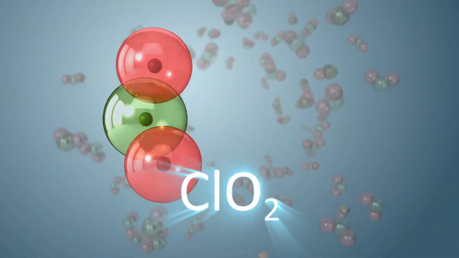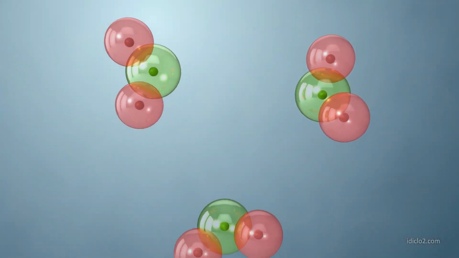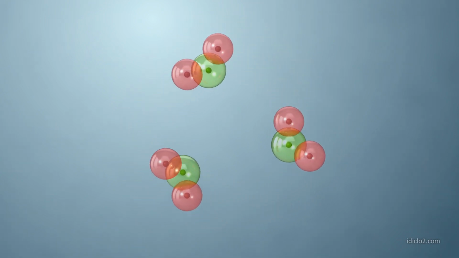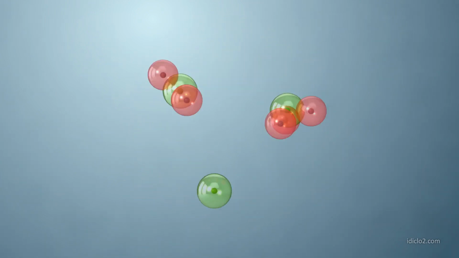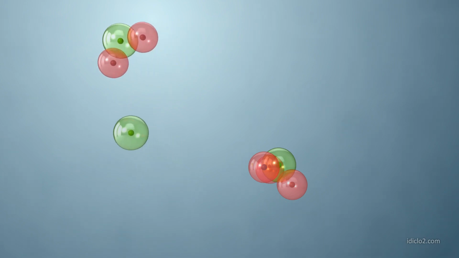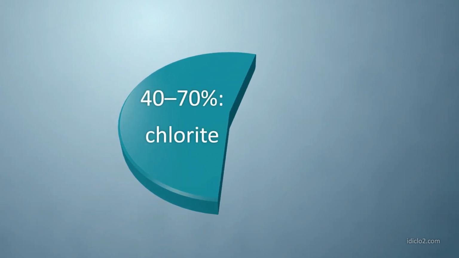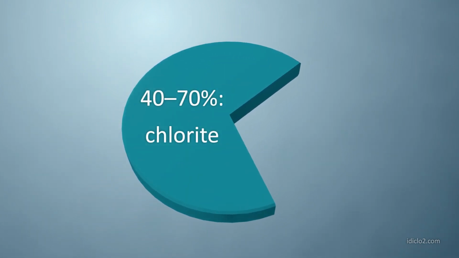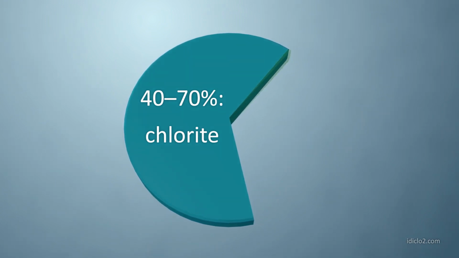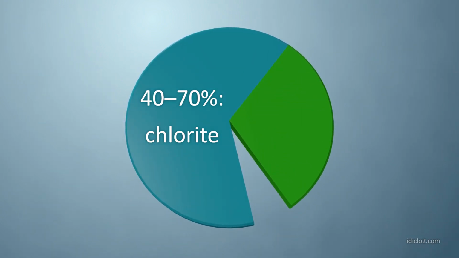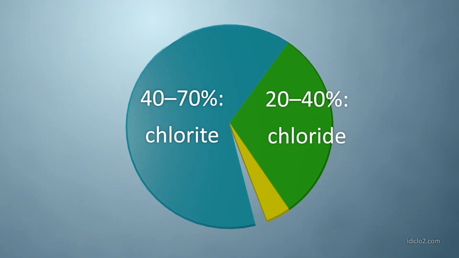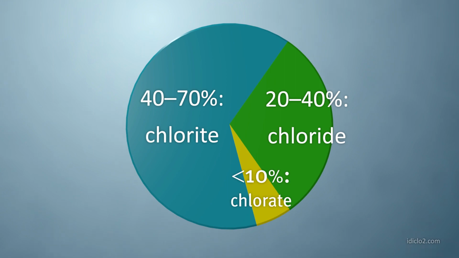Chlorine dioxide doesn't form chlorinated organics like THMs or HAAs. The decomposition byproducts of ClO2 generated by sodium chlorite include chlorite, chloride, and chlorate ions. Depending on the water makeup, approximately 40 to 70% of the applied ClO2 dosage will revert to chlorite ions. 20 to 40% of the applied dosage will convert to chloride, and less than 10% of the applied ClO2 will convert to chlorate ions.